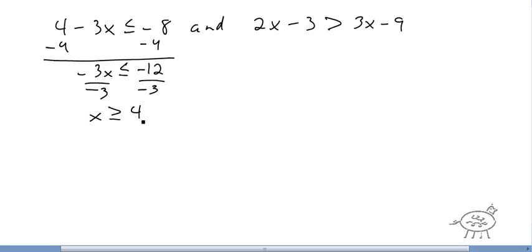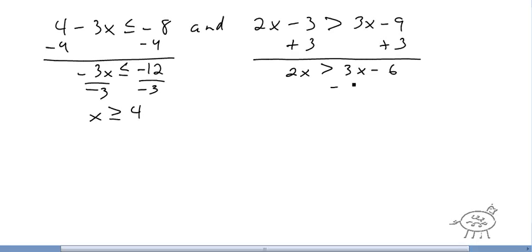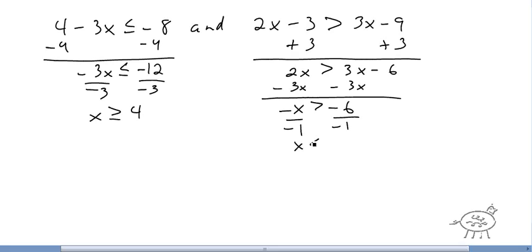Okay, pretty mellow. The next one, add 3 to both sides. So 2x is greater than 3x minus 6. Subtract 3x from both sides. Remember, you're getting your variable to the left-hand side. So it's negative x is greater than negative 6. Divide both sides by negative 1. X is less than positive 6.